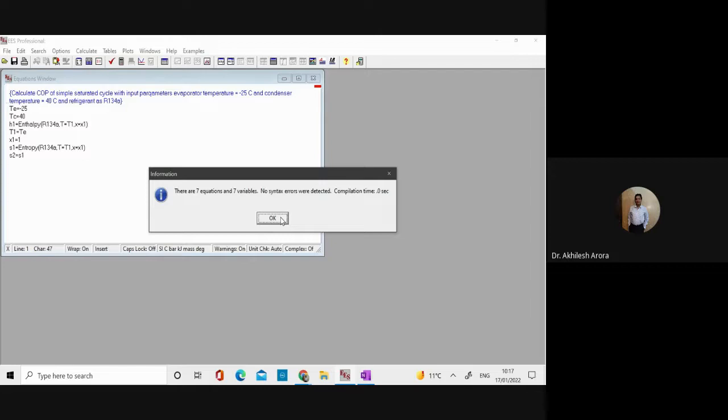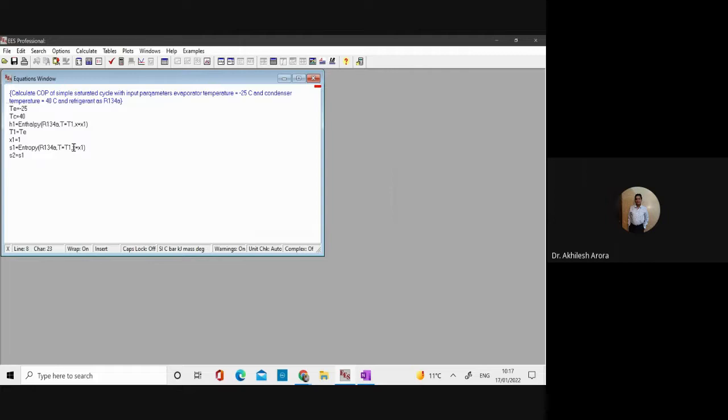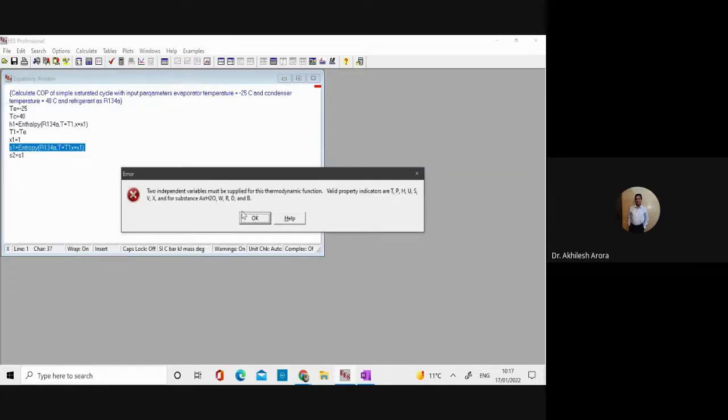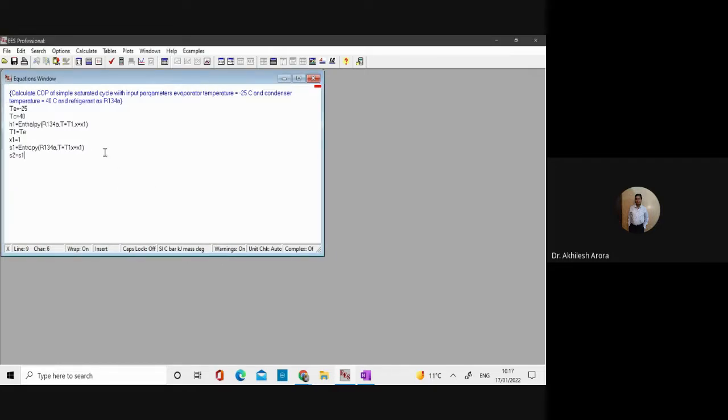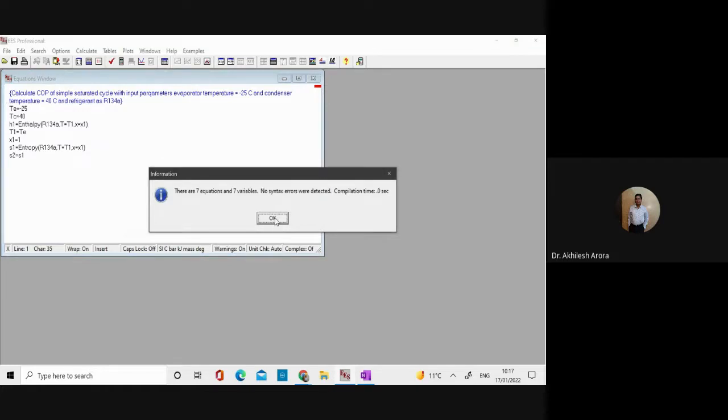The moment you have a syntax error, it will not solve actually. For example, if I make some mistake, for example, here there is a comma, I remove this comma. Now let us see. It immediately says two independent variables must be supplied for this thermodynamic function. Valid property indicators are this. Okay. So because there is some problem. जब भी you make some mistake, it will tell you. But you should check what the mistake actually is. So here there is a mistake in syntax. So now you can check it. 7 equations, 7 variables. Okay.